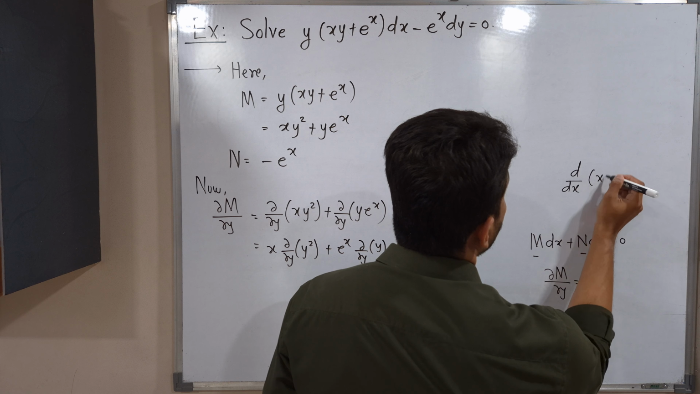So let me mention: the partial derivative of M with respect to y is not equal to the partial derivative of N with respect to x. It means the given differential equation is non-exact. But no need to worry, we can convert it into exact.